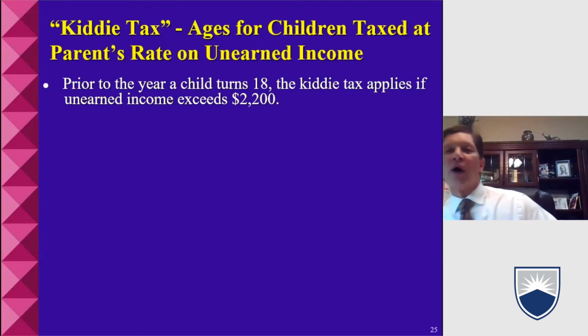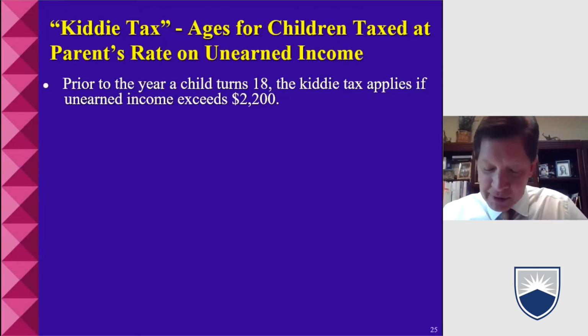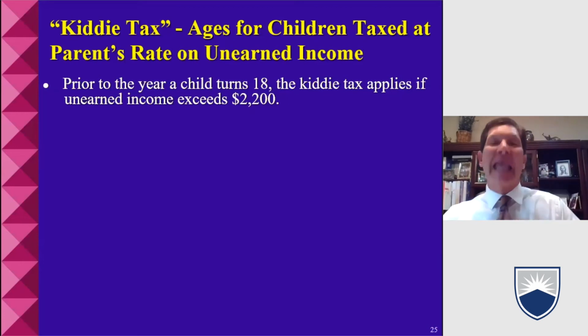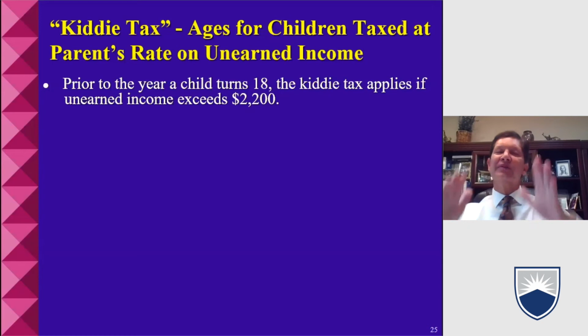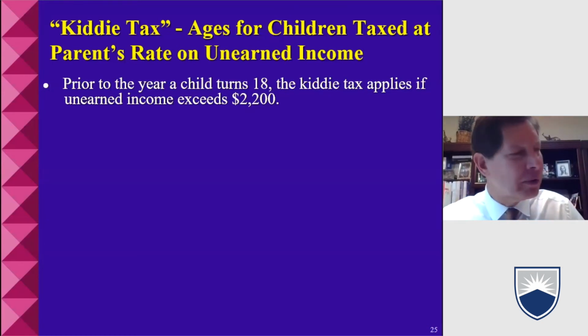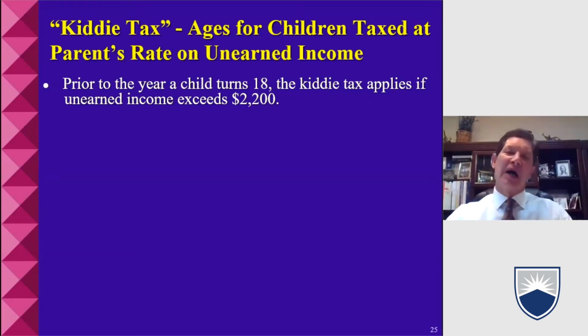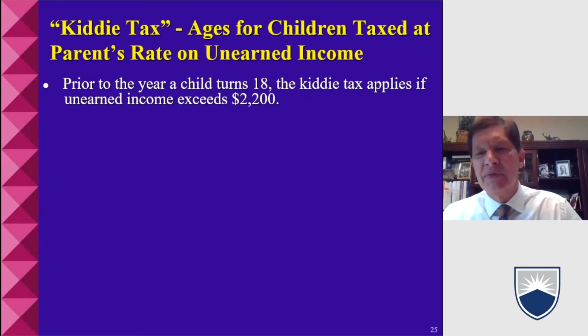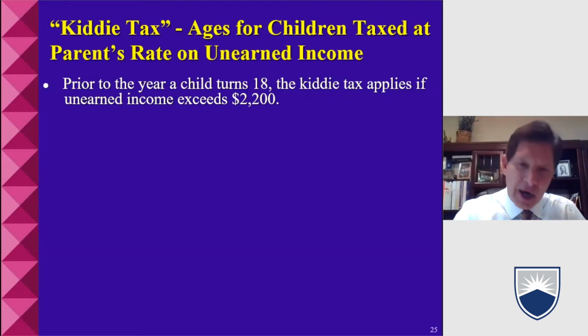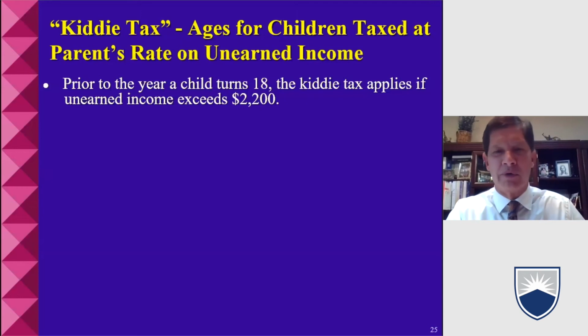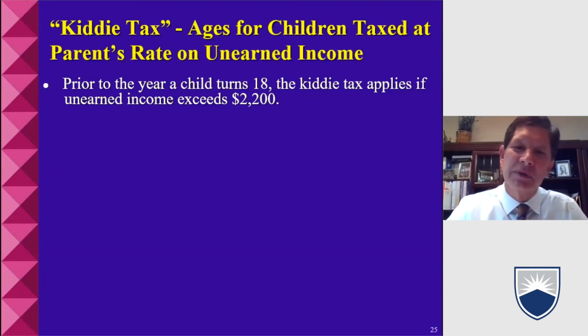I was sharing this with Ross Riskin yesterday at the American College. This is an incredibly funky set of rules. So here's the pure vanilla rule we all hear. Prior to the year a child turns 18, the kiddie tax applies if unearned income exceeds $2,200. Okay, I can live with that. That's what you see in most textbooks.